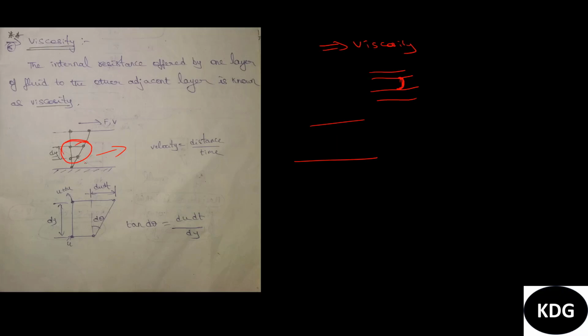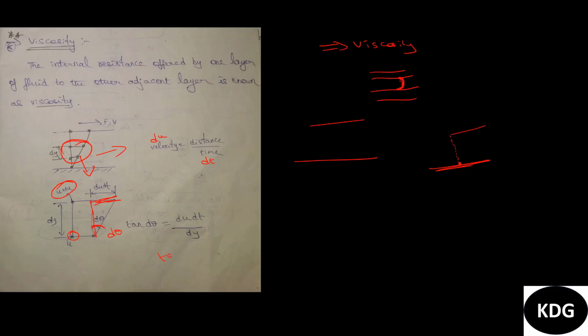If you zoom in, it will look like this, and you consider this distance dy. Suppose there is a plate here. The fluid velocity will be less near the plate, and when we go farther from the plate, the velocity will be high. That is why if there is a velocity u here, there will be a velocity u plus du here, and velocity is equal to distance by time. So this distance you will get as du into dt, and this angle will be d theta.